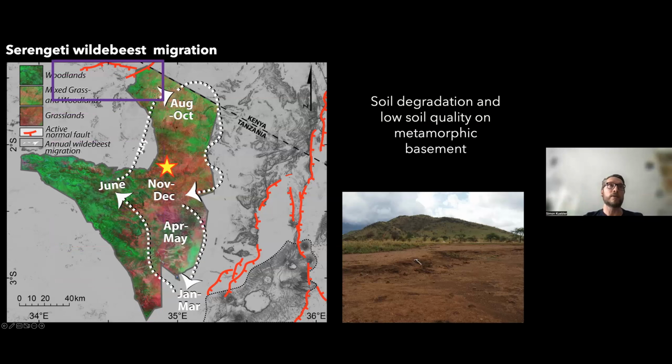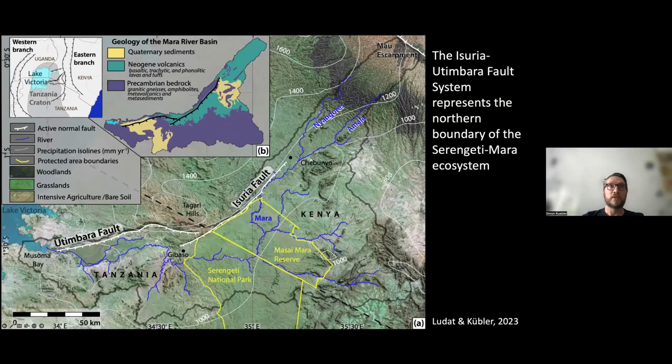And I would actually like to spend some time talking about the northern sector of the Serengeti-Mara ecosystem, because that region is actually severely understudied in terms of the animal dynamics there, but it's interesting from both a tectonic and geological point of view. It's a region where the East African rift system kind of picks up again, because you have the Isuria-Utimbara fault system that is an almost east-west striking fault system that's dated through rough age estimates of a series of Neogene lava deposits. That's this green unit here, and so it post-dates these deposits, and so it's younger than 4 million years.